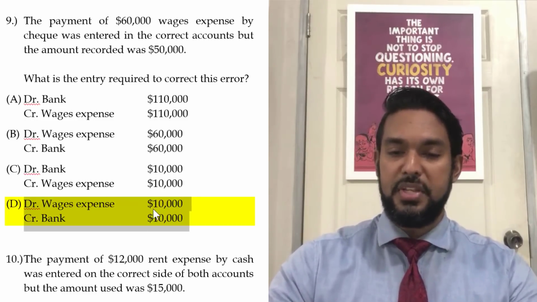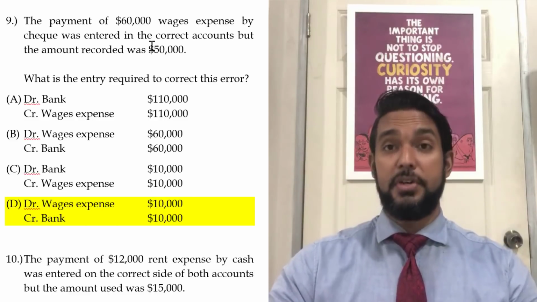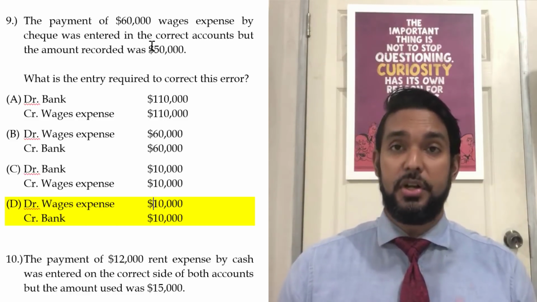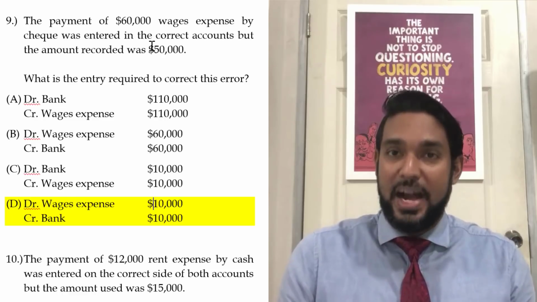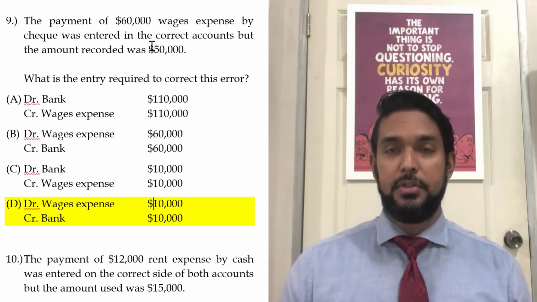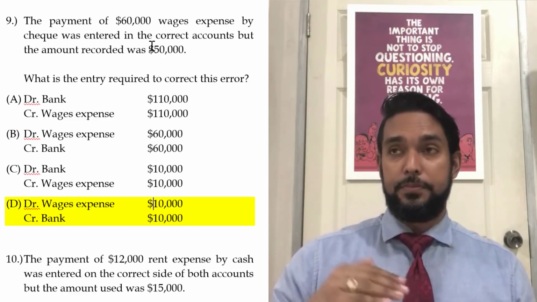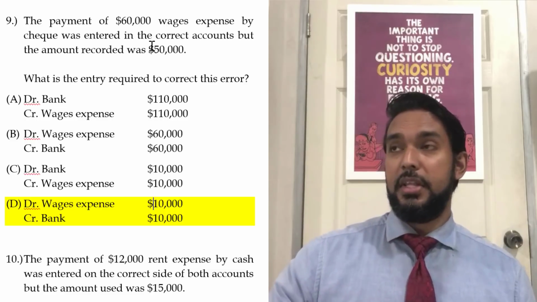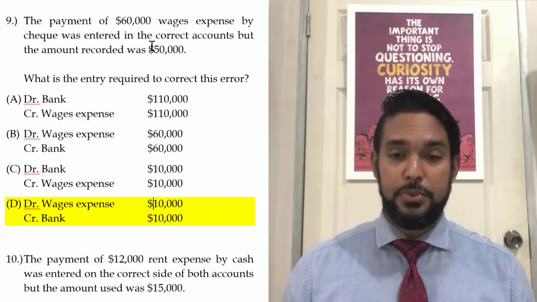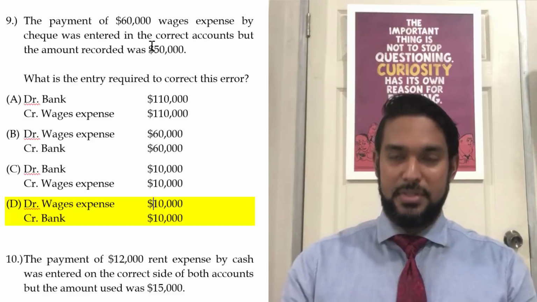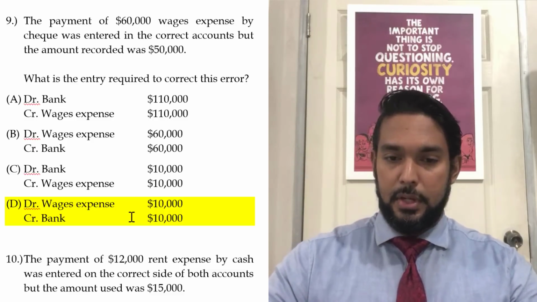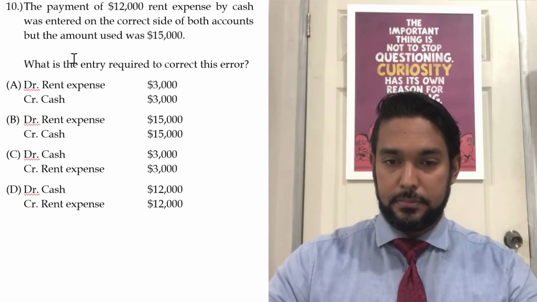Once again, we only use the difference between these two values because that was how much was missing from the original double entry that was actually made. We don't use the total of both amounts. We don't use the entire correct amount that was supposed to be used. There is a longer way to do this, but this is the more efficient way. All right, let's go down to number 10.